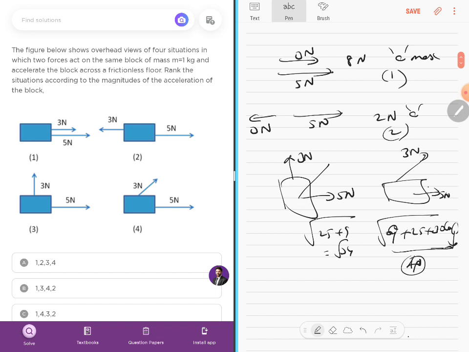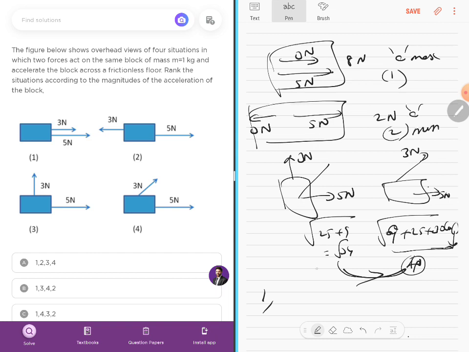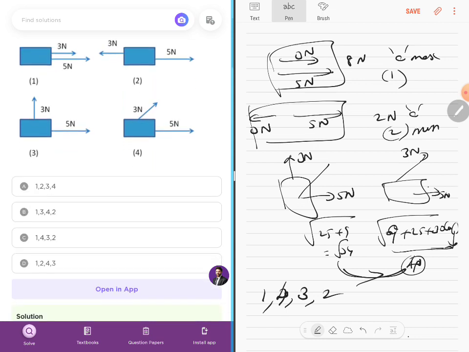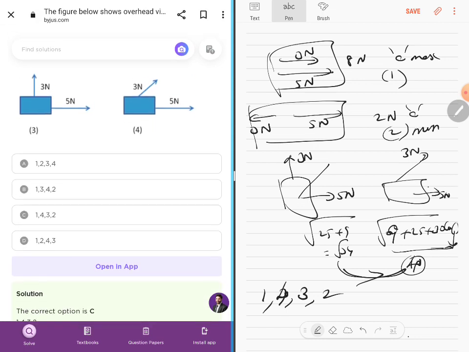Fourth case will have, when compared to this, the maximum acceleration, but case 1 has the maximum acceleration, and the opposite direction will be the minimum, the lowest of the low. So then next will be case 3. Now case 4 will have the maximum, then case 3, and then case 2. 1, 4, 3, 2. So option C is the answer. Yes, option C is the answer. So that completes this question.